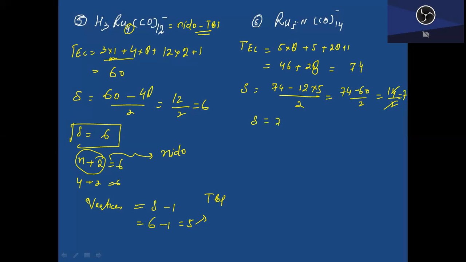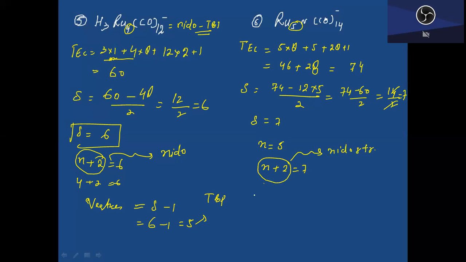But in this case, n is equal to 5. So we can say n plus 2 is equal to 7, because we have to equate this to 7. That is 5 plus 2 is equal to 7. So the structure is n plus 2 based on Wade's rule. Therefore, it has nido structure.